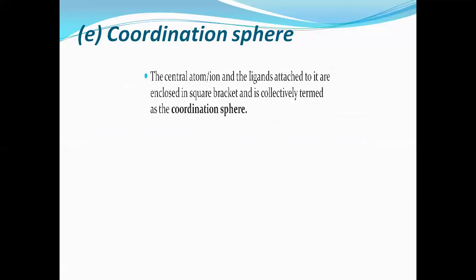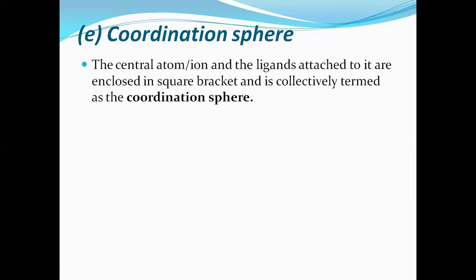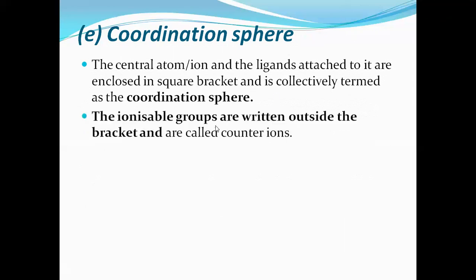Next is coordination sphere. What is coordination sphere? The central atom or ion and the ligands attached to it are enclosed in a square bracket and are collectively termed as coordination sphere. Means it should contain one central metal atom and a fixed number of ligands, which must be written in square bracket. Whatever species are written outside the square bracket are called counter ions.